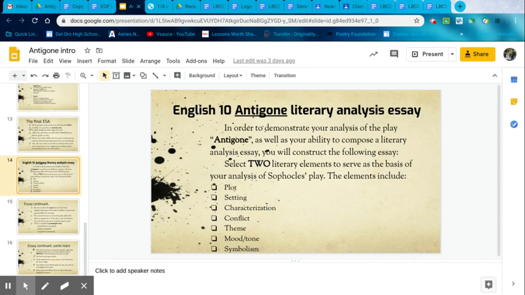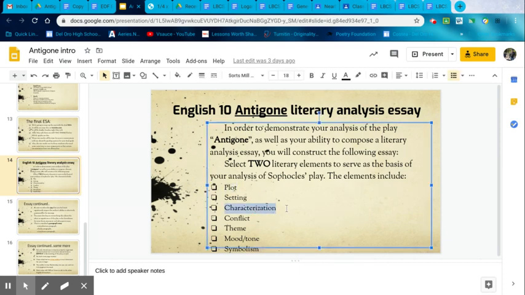But what I want you to think about is how does Sophocles utilize these elements of fiction that you have to choose? You have to choose two that you want to focus on. So if he uses conflict and symbolism, for instance, then how does he use conflict and symbolism, and to what end? If he uses plot and characterization, to what end?